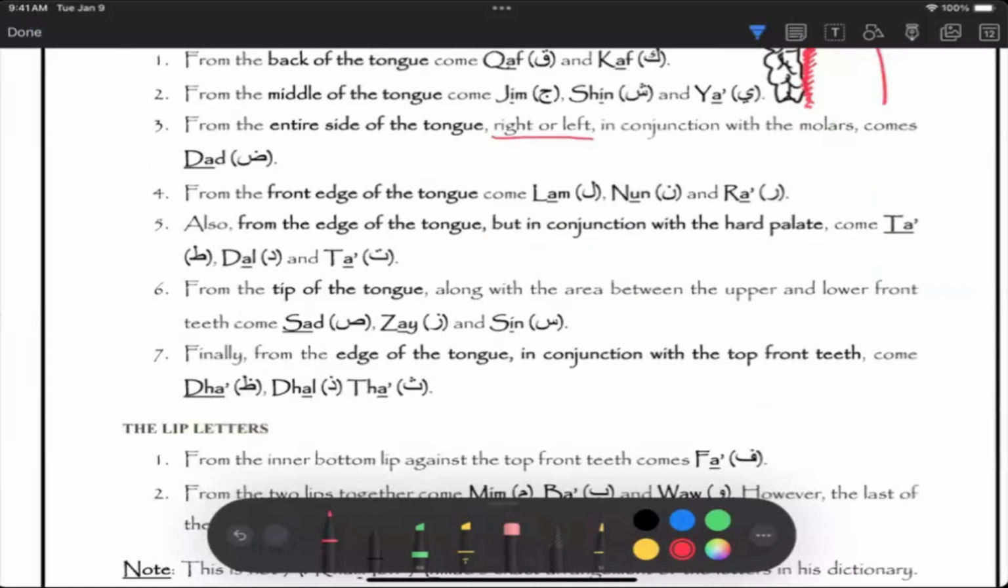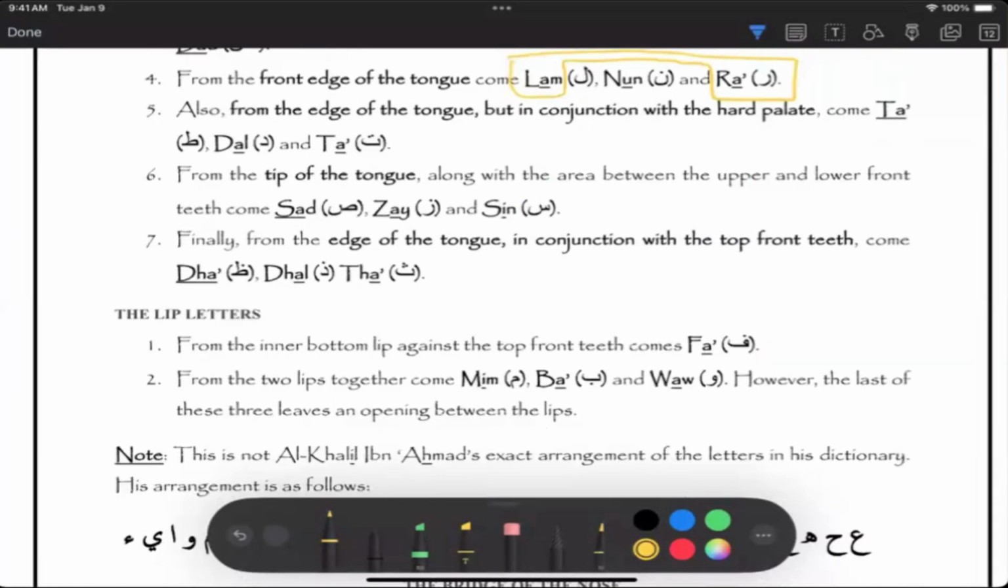Four, from the front edge of the tongue come lam, noon, and ra. So they are neighbors. Lam, noon, and ra are neighbors, and you're going to see that lam and ra are close neighbors. Yeah, they're cousins. Cousins that live on the same block.